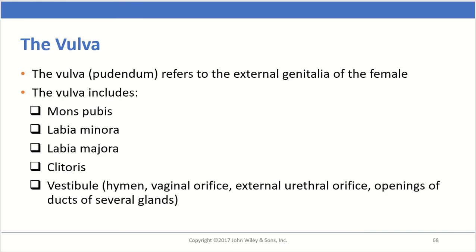Up next, we have the vulva. This is also called the pudendum, and this refers to the external genitalia of the female. The vulva is composed of several different components. This includes the mons pubis, the labia minora, the labia majora, the clitoris, and the vestibule. And the vestibule includes several things, including the hymen, the vaginal orifice, the external urethral orifice, as well as the openings of ducts for several different glands associated with the vulva.